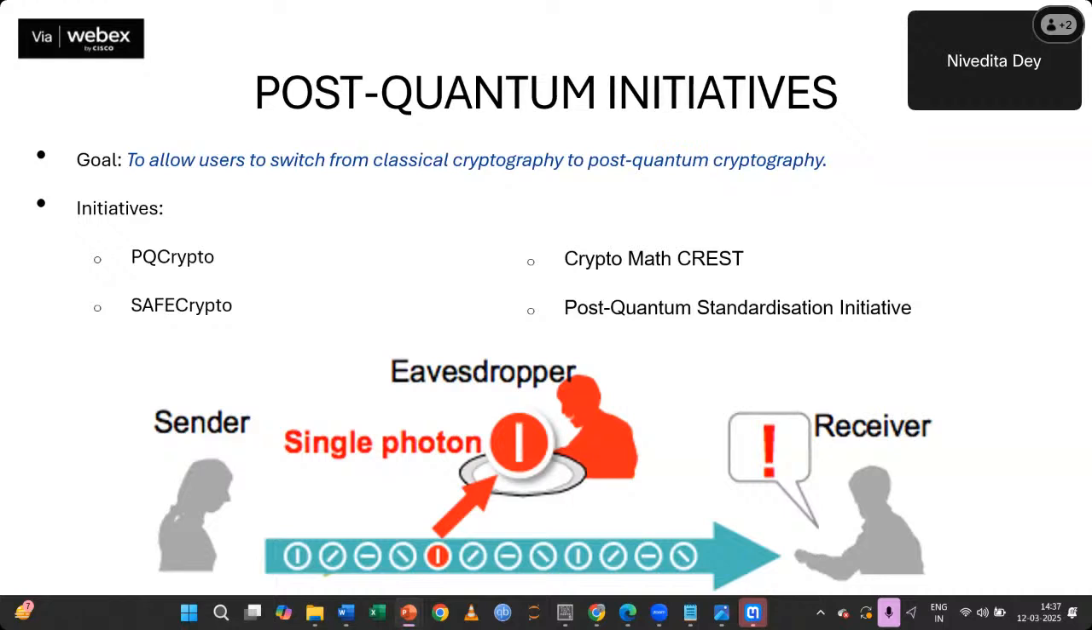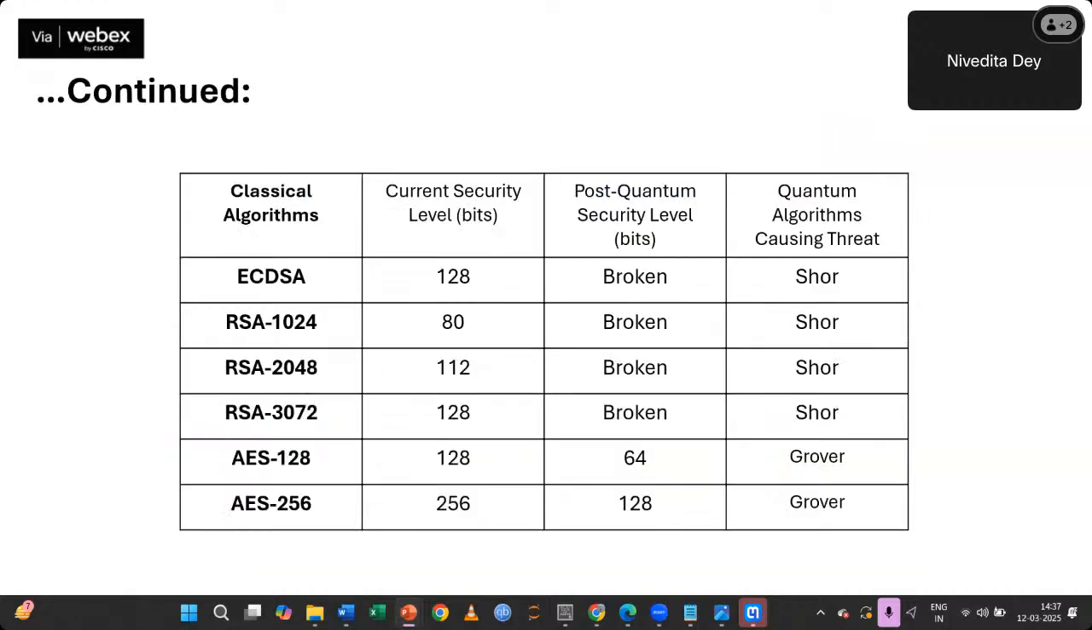Now there are several post-quantum initiatives. For example, the first one is PQ crypto. The second one is... Regarding weakening and broken, Ritash, yes, I explained it. Weakening means, if you noticed in the last class, we were talking about how Shor's algorithm is basically breaking it.